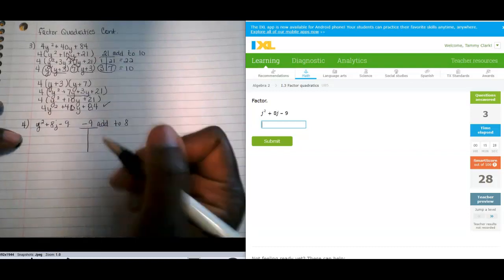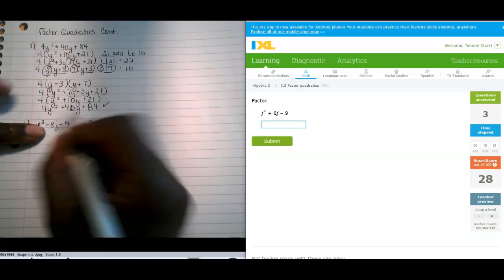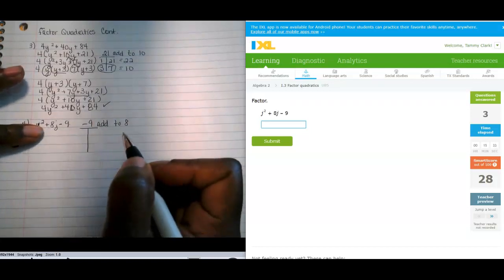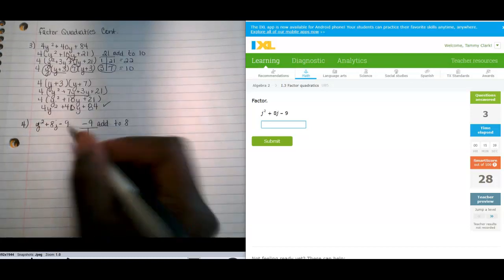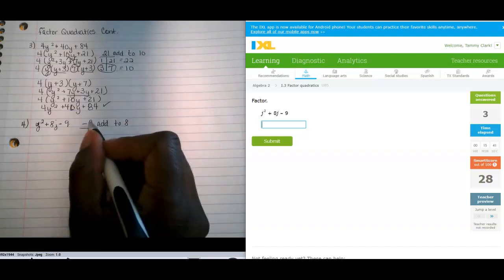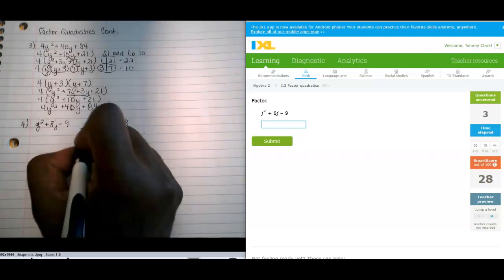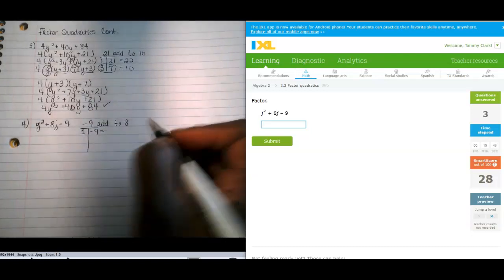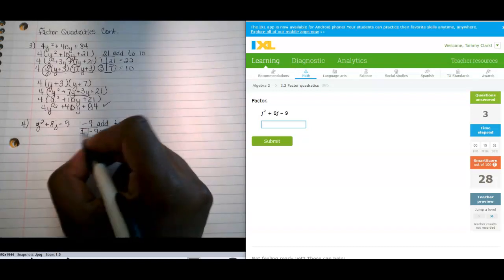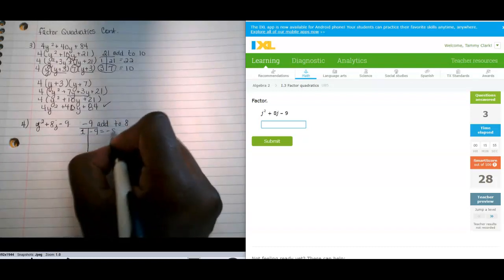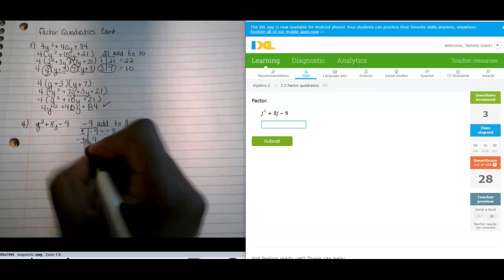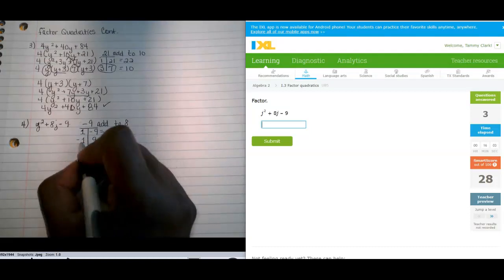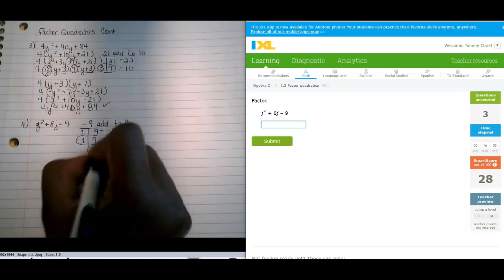So we know that if this number is positive, then our highest number when we add has to be positive. And one of the numbers has to be negative, because a negative times a positive gave me this negative. So I'm thinking, okay, well, how about 1 and -9? I don't think that'll work, because 1 plus -9 is -8. So now let's just switch the sign. So we're going to do -1 and +9. Well, 9 minus 1 is +8, so we're going to use this factor here.